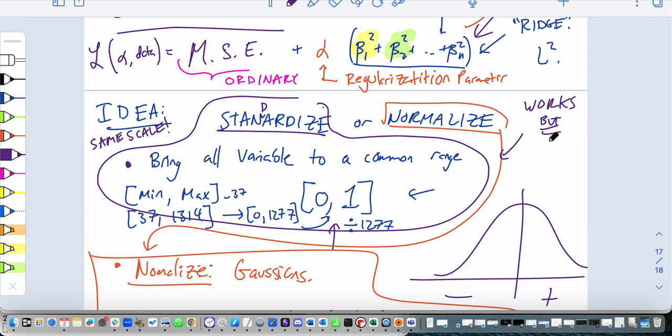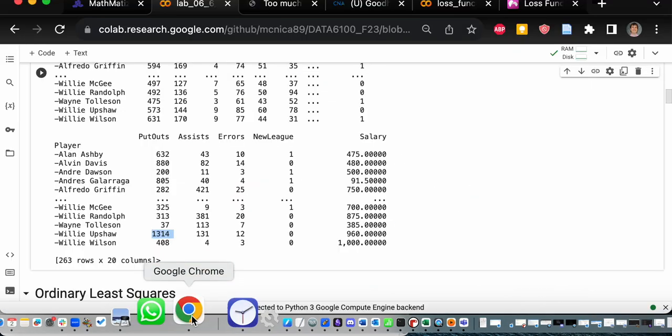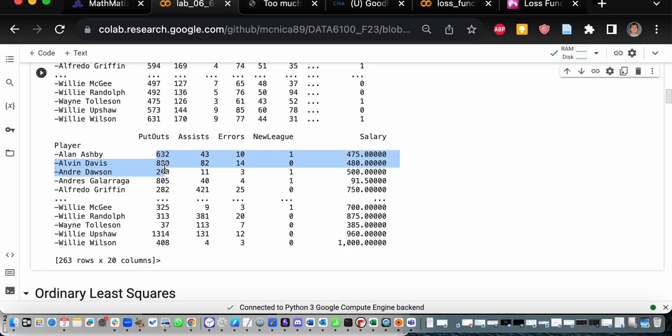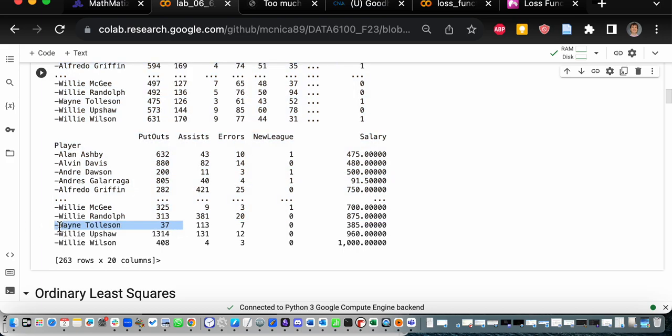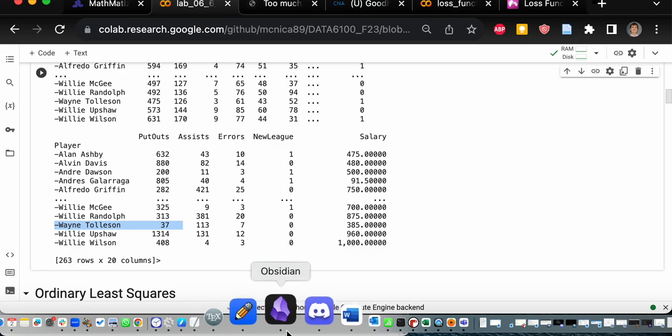So it is true, everything is between 0 and 1. Technically speaking, everything is between 0 and 1. But in practice, let's pretend there's some person, and actually this putouts thing is a good example. Look at these guys, they are hundreds. And then this guy, Wayne Tollison, is a 37. So this guy is a bit of a weirdo, right? He has 37, and yet we took this guy's weirdo answer and we used it on every single person, right?